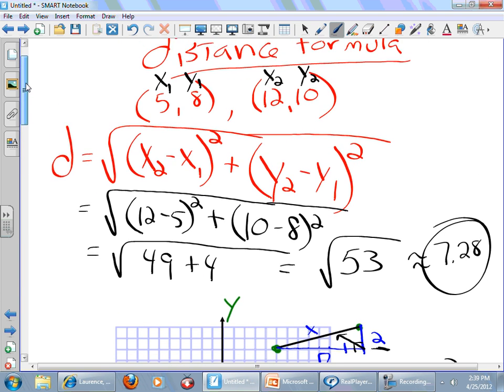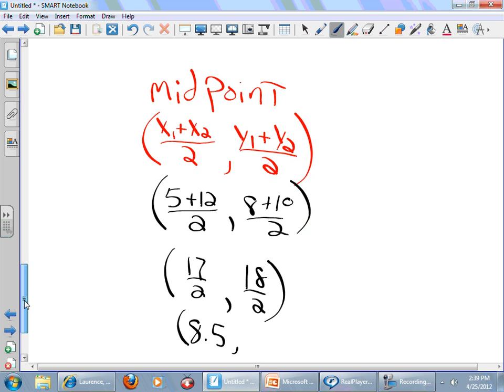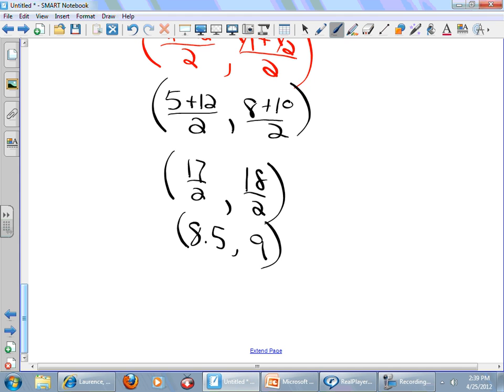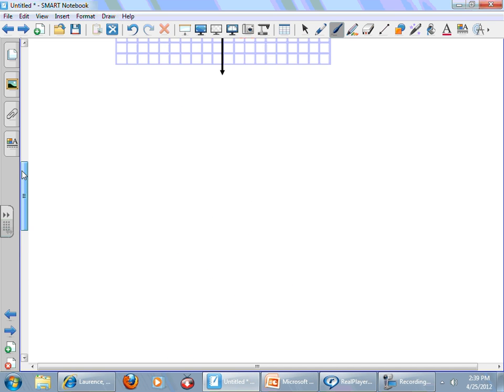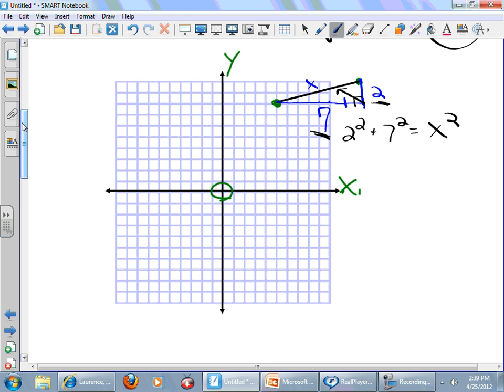All right. My y's. I have 2 y's. I have 8 and 10. So I'm going to do 8 plus 10. Divide by 2. 8 and 10 is 18. Divide by 2 is 9. The center, the midpoint of this line segment occurs at 8.5, 9. Let's go up to the graph and see if it does in fact. Let's see. 8.5, 9 is where I think it's going to occur.